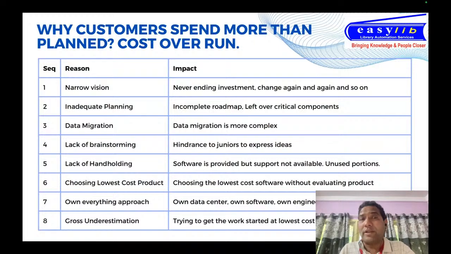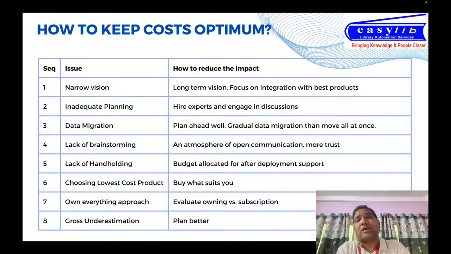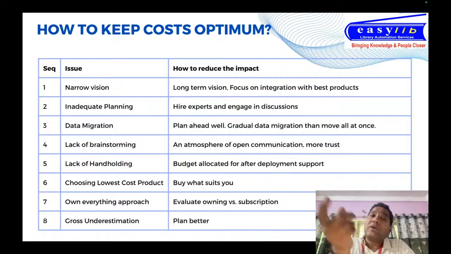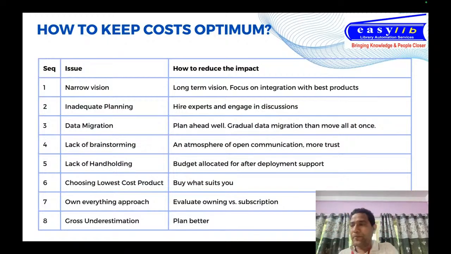Now let's go over here to the next slide. What you can do to keep the cost optimum, so that you do not have the cost overrun for your software development. So the first thing that you want to do is avoid the narrow vision. You want to draw a blueprint of how your organization will look in the next 10 years. So when you do the plan vision, you also make sure that you allocate sufficient budget on that.